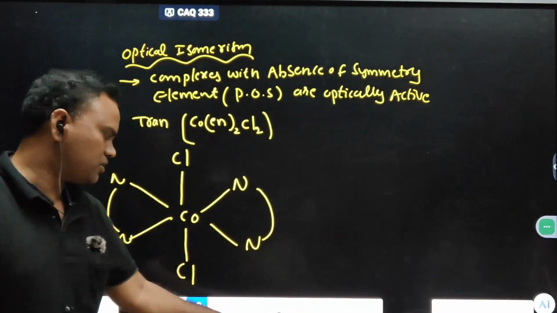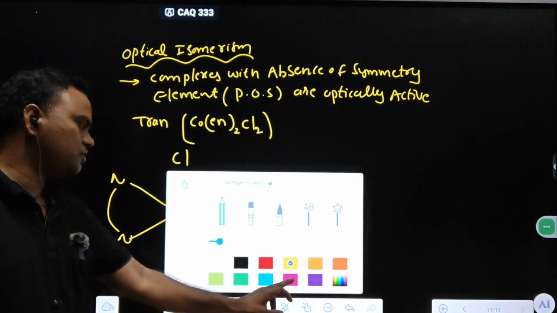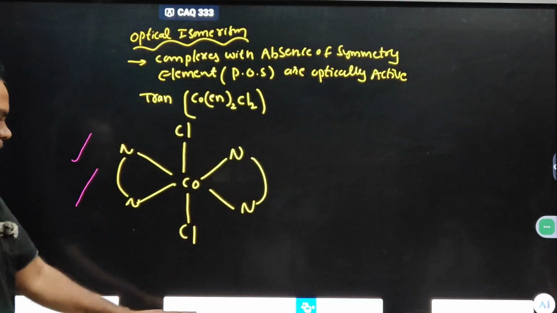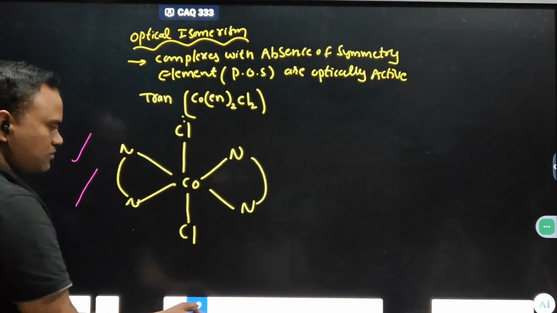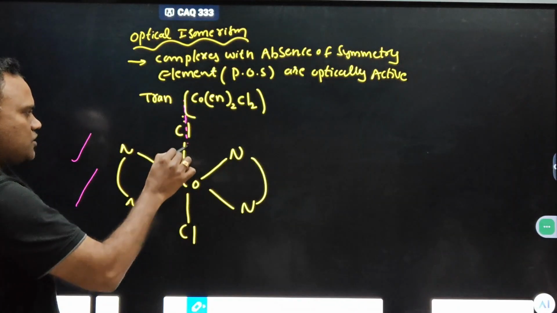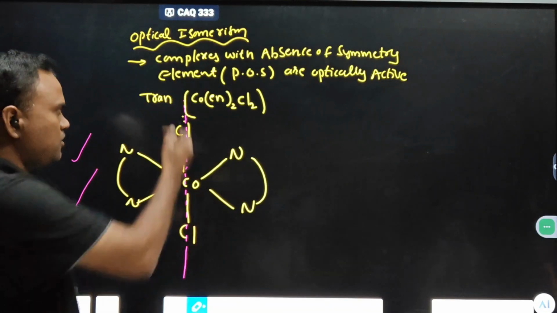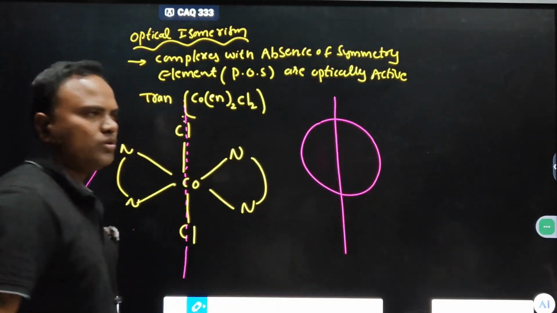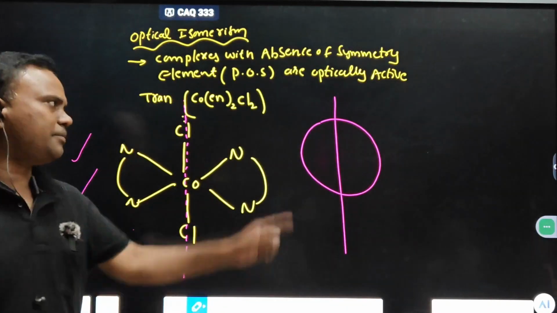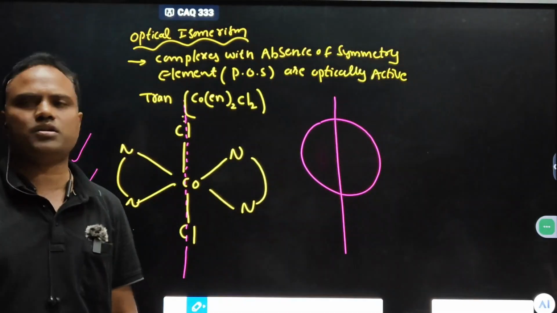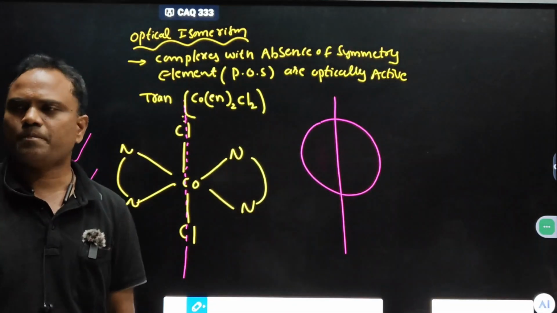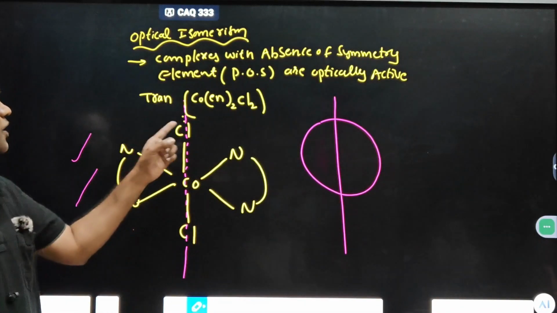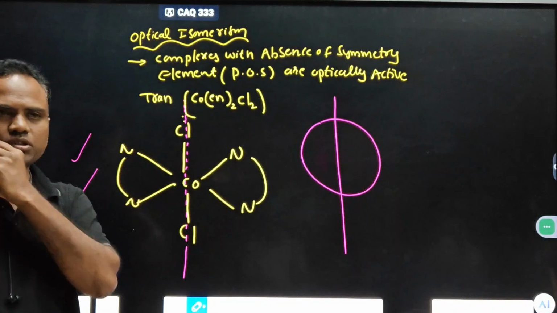What is the plane of symmetry? It is an imaginary plane which divides the molecule into two equal halves. It is called the plane of symmetry. Like this, we can cut this molecule into two equal halves. If we cut this, we are getting two similar halves. For example, watermelon. We can cut a watermelon into two equal halves. The imaginary plane which cuts the molecule into two equal halves is called the plane of symmetry. You tell me, the trans form is having a plane of symmetry.